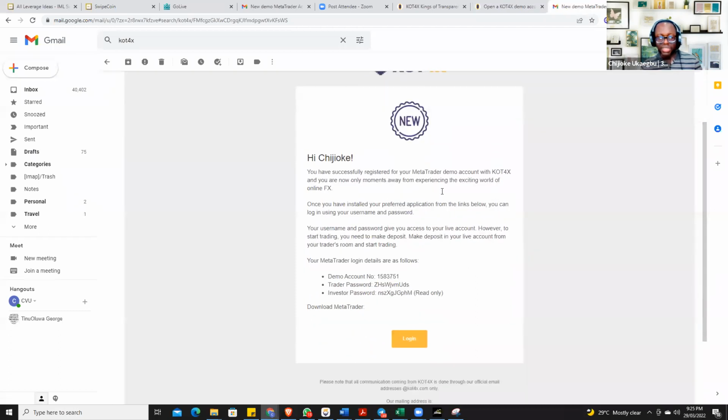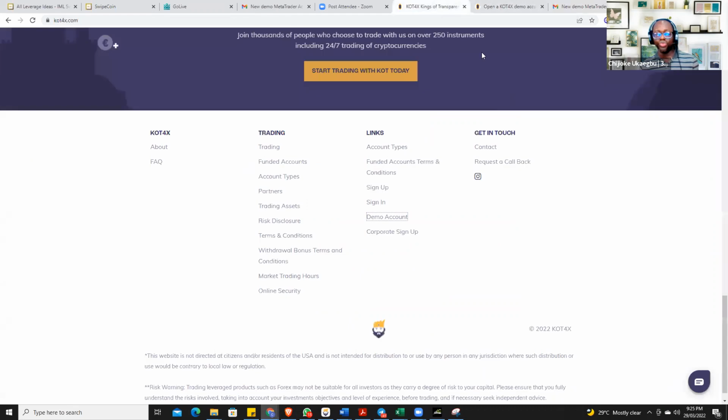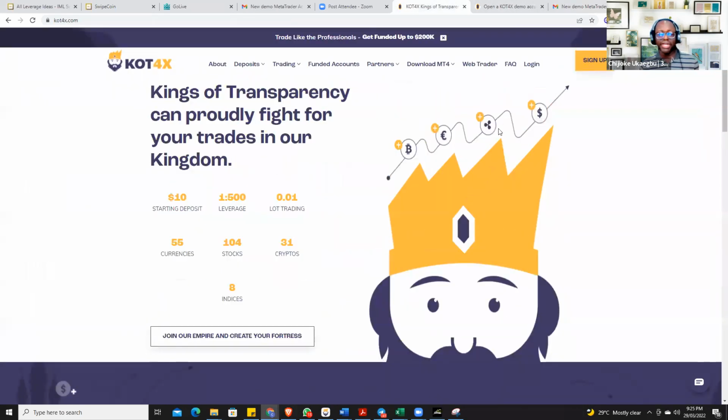Okay, you should get something like this saying you have successfully registered for your MetaTrader demo account with KOT Forex. They'll give you a demo account number and something called a trader password. Once you have this, that's fine. You come back to the KOT Forex website and you come to download MT4. So you come here, click on download MT4.